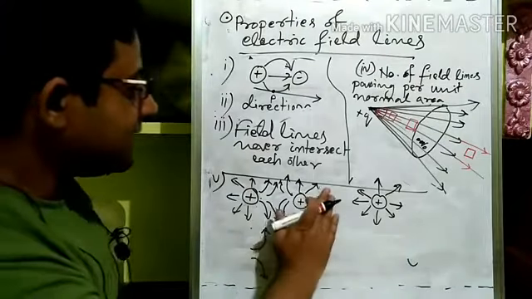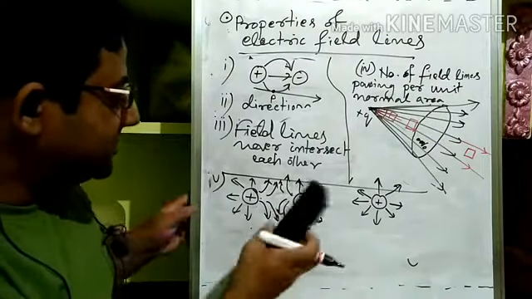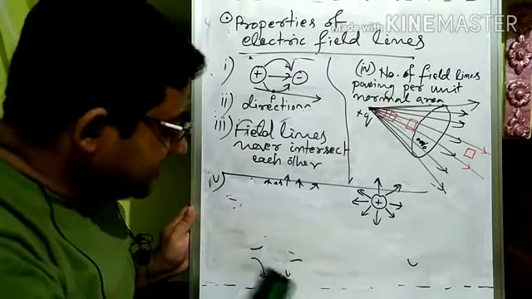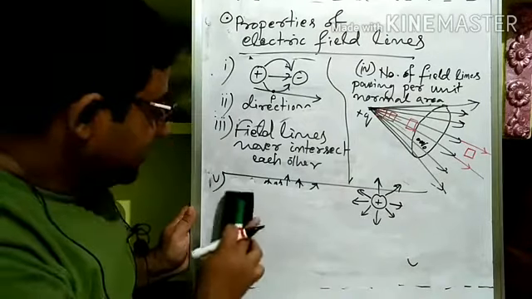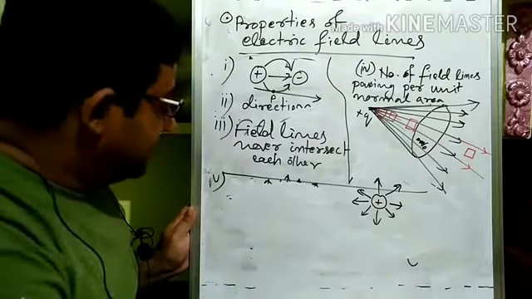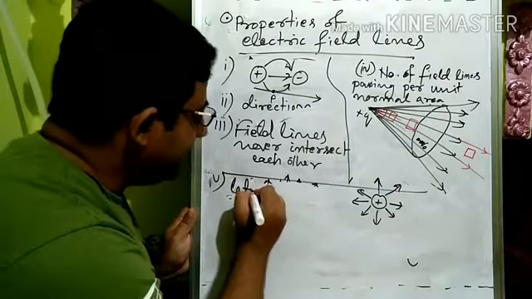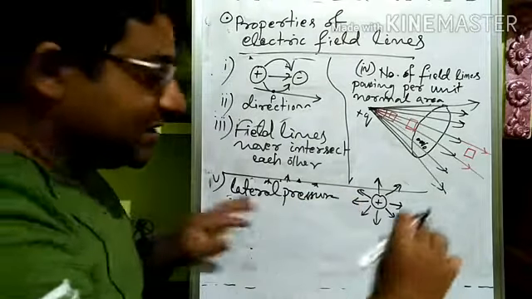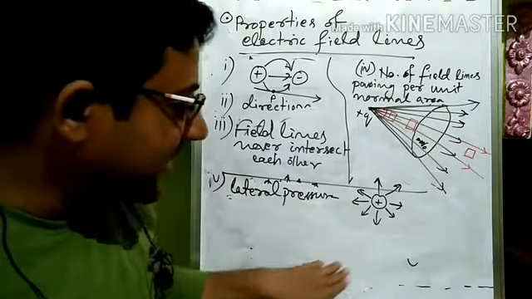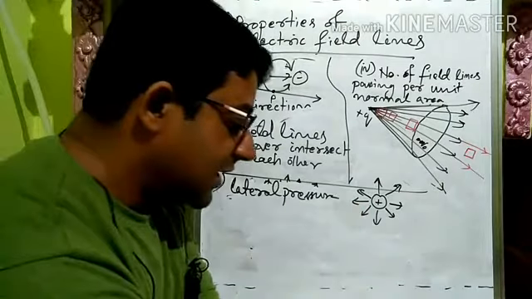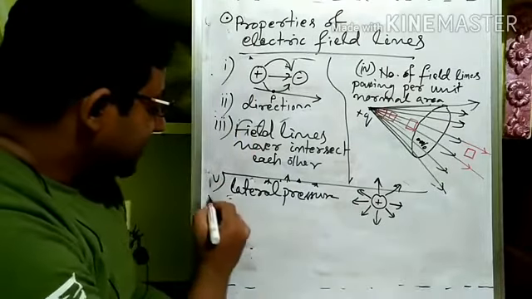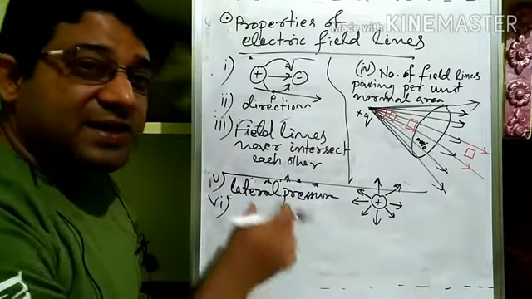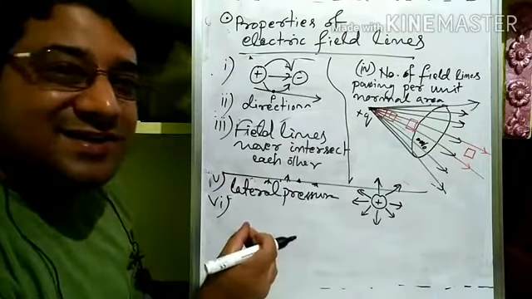Clear? So what we can say, in short, the fourth line is: like charges repel each other because of the lateral pressure developed. So in short, I am writing lateral pressure, and in a very complete sentence, it's given in the note. I cannot write that much here, that much space is not there, and that's not required also. And the next property, this property is related to why unlike charges attract each other.